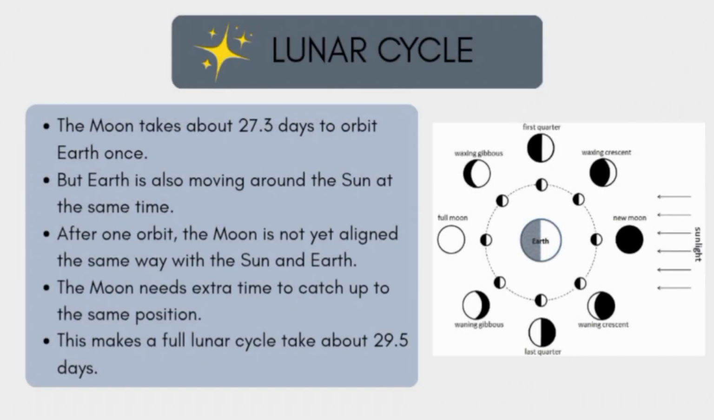Lunar cycle. The moon takes about 27.3 days to orbit the Earth once. However, Earth is also moving around the Sun at the same time. Because of this, after completing one orbit, the moon is not yet in the same alignment with the Sun and Earth. It needs extra time to catch up and return to the same position. This is why a full lunar cycle takes about 29.5 days.